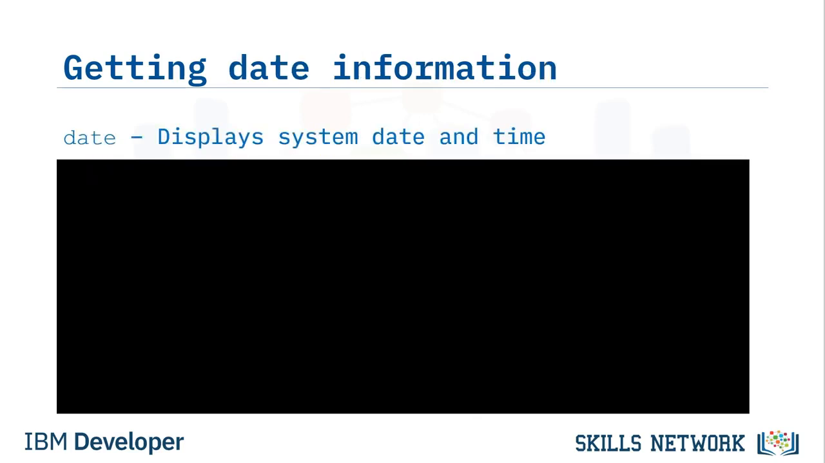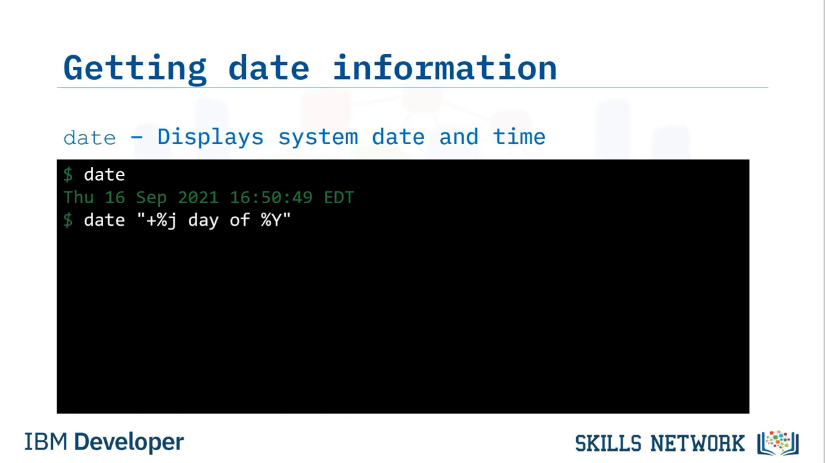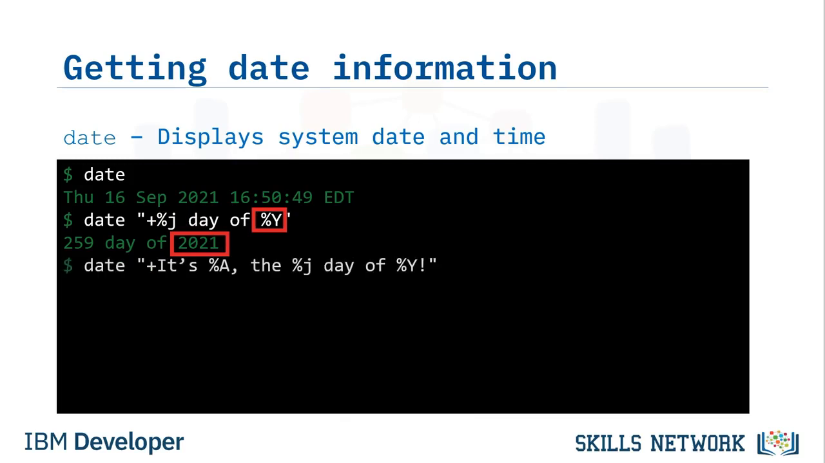The date command displays the current system date and time. Entering date returns the default date format: day of week, day, month, year, time, and the time zone. You can extract parts from the date, like in this example, which prints 259, the day of year. The %letter symbols in these arguments are used to extract properties of the current date. For example, %Y is replaced by the current year 2021. And here's another example where you can see that the day of the week has also been included.